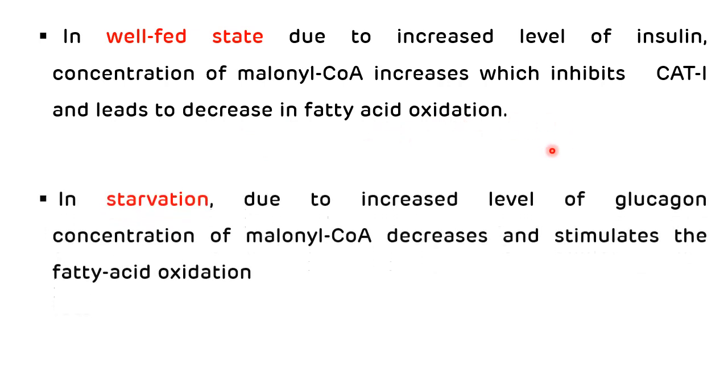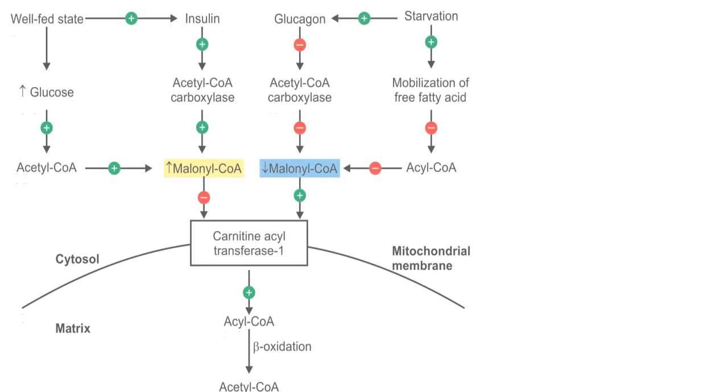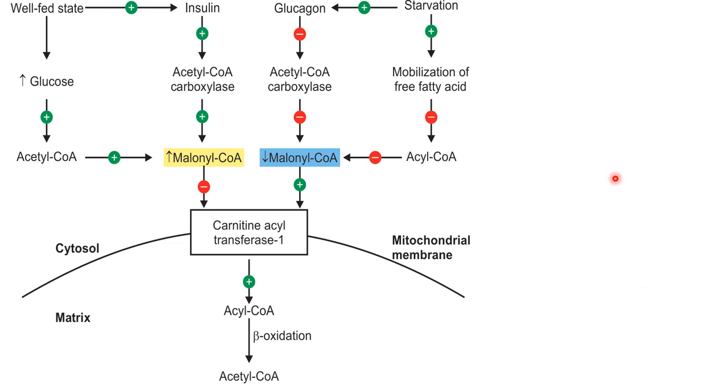While in starvation, when there is an increased level of glucagon, the concentration of malonyl-CoA will decrease. So there will be stimulation of fatty acid oxidation because CAT1 will be stimulated. This is the picture showing the two scenarios, the well-fed state and the starvation state. In starvation, there is a high amount of glucagon. This glucagon will inhibit the acetyl-CoA carboxylase enzyme. So there is a reduced synthesis of malonyl-CoA, and there will be a stimulatory effect on CAT1, that is carnitine acyl transferase 1.